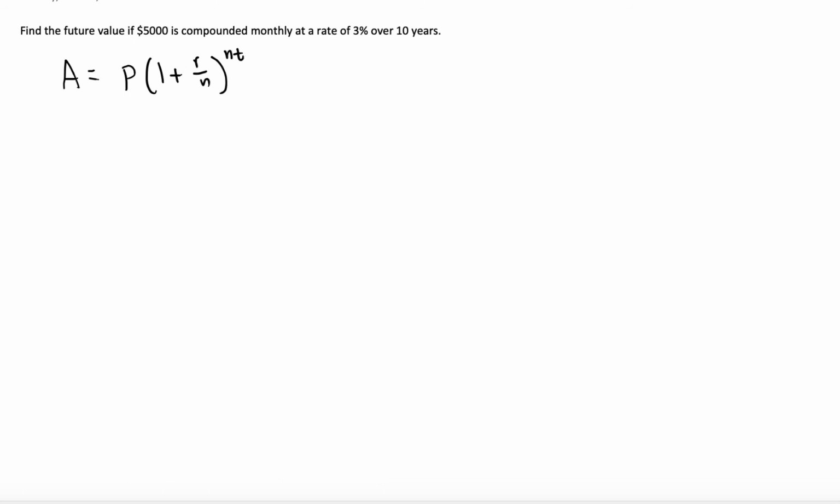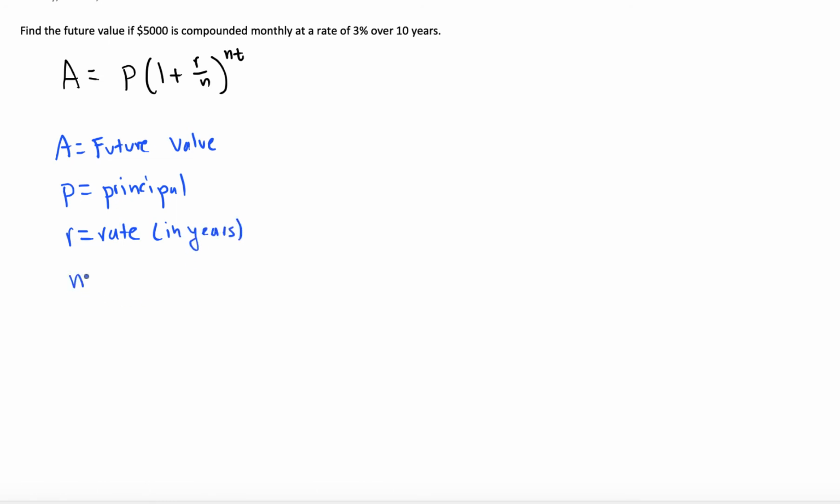A represents the future value, so that's essentially how much money will be in this account once everything is said and done. P is the principal. Principal is the initial amount that is invested. r is the interest rate in years, always in years.